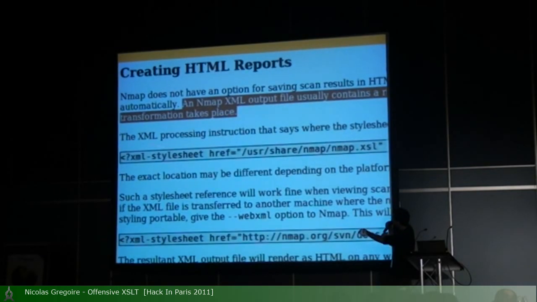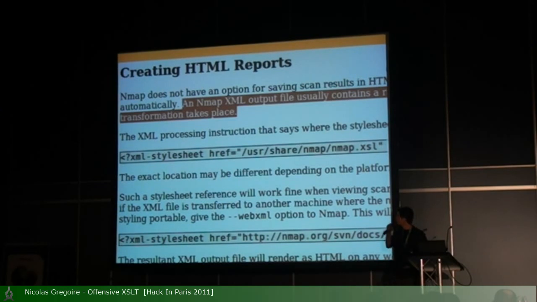So that's an extract from the Nmap documentation. The important part is this one. We have this kind of tag, which is a processing instruction, and which will tell the engine to start a transformation using this file as a transformation code. So that's the trigger which will allow us to execute some XSLT transformation in the browser.